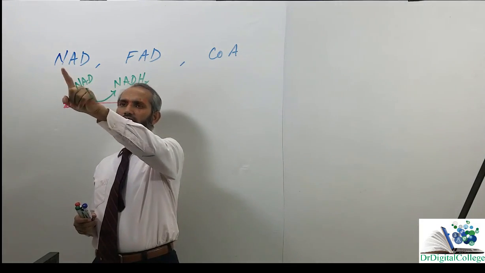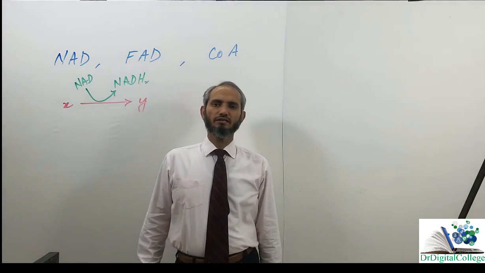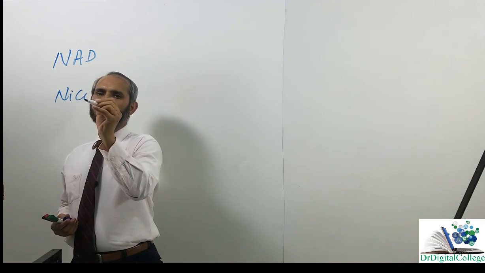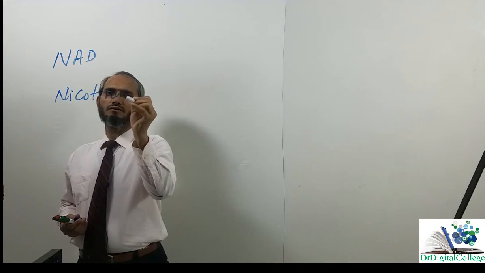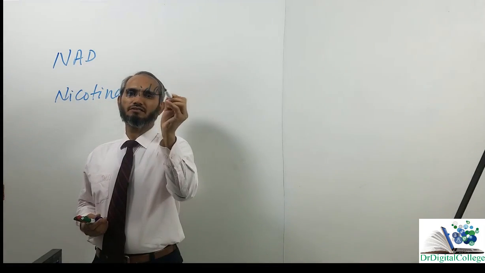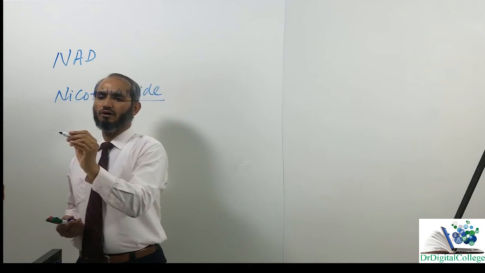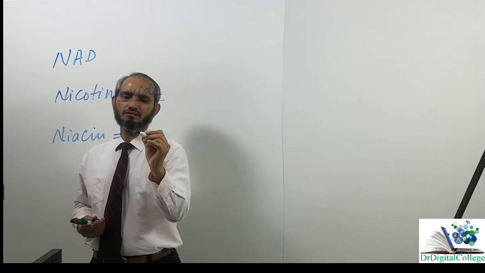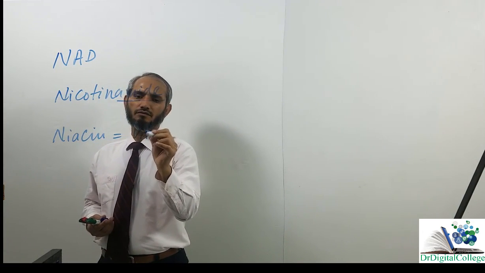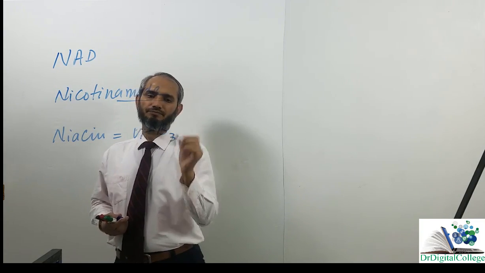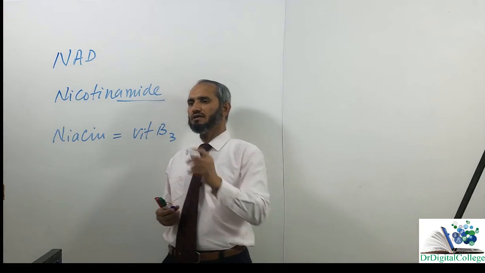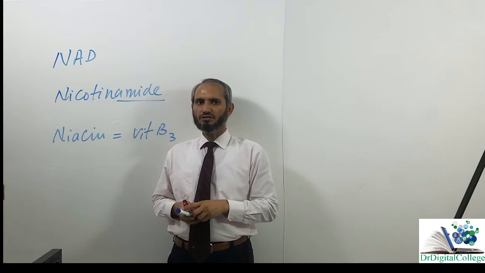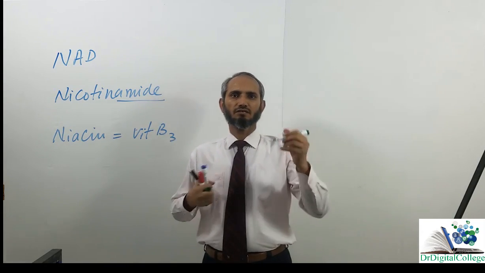As I told, NAD stands for nicotinamide adenine dinucleotide. In it, the main role is of nicotinamide. This is the amide form of niacin. Niacin is vitamin B3. Vitamin B3 is niacin and its amide form is nicotinamide. The structure of nicotinamide is like this.